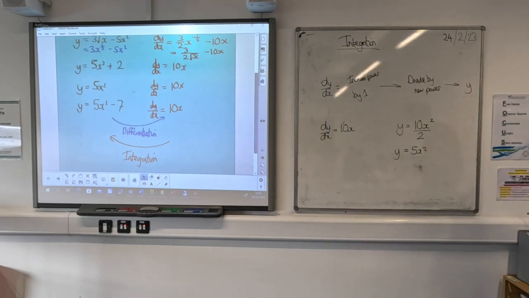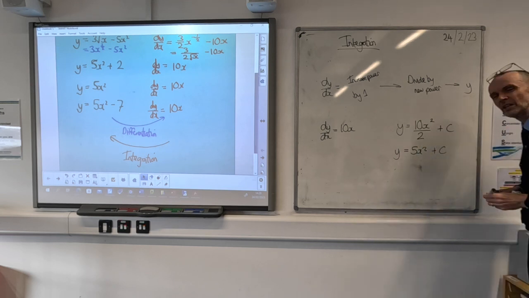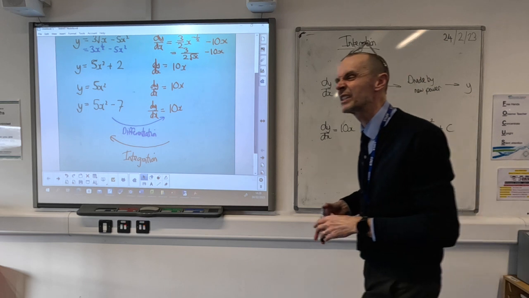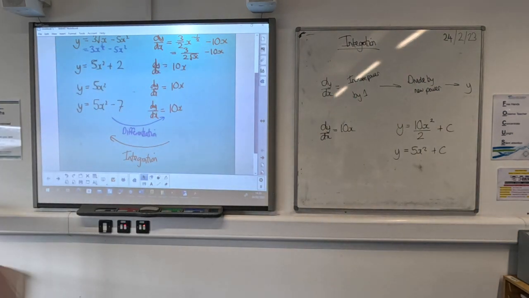So how do we deal with that? Well, we do what mathematicians love to do, we cheat. We just say it's going to be that potentially plus something. So we use C for that something. That something might be nothing, but it might be something.